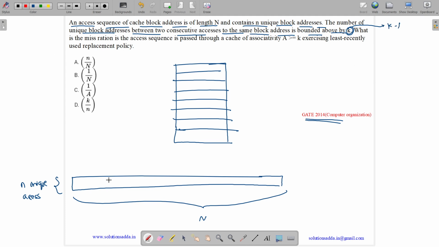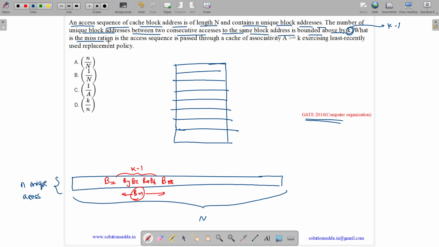So what it is saying, suppose we have access to block x, then after this there can be at max k minus 1 unique blocks like by, bz, ba, bb, something like that, and after that bx can come. This is the worst case. It may be possible that bx can also come in the middle, but in the worst case, two bx's will be separated by k minus 1 unique block addresses.